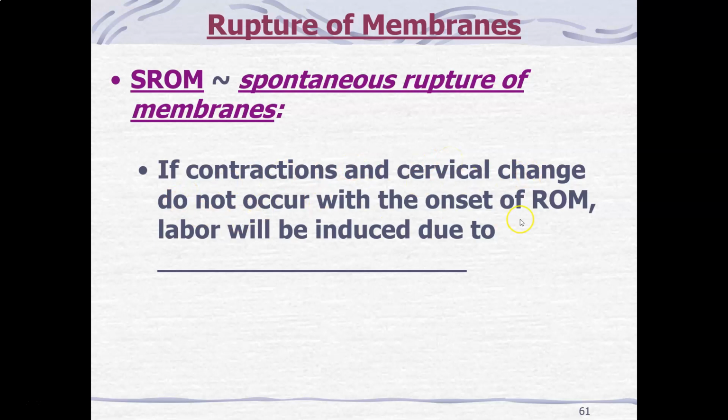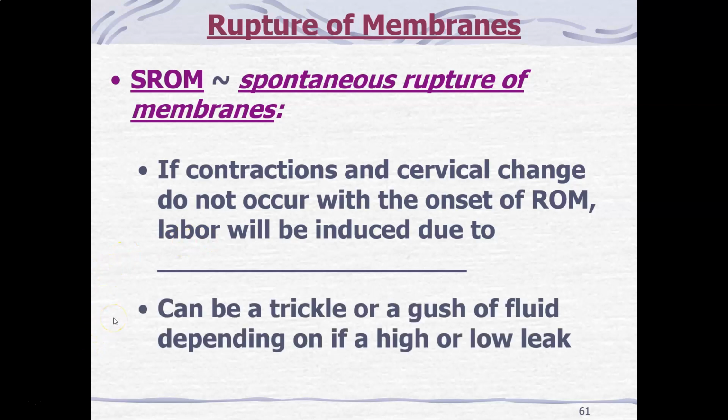So if contractions and cervical change don't occur with the onset of rupture of membranes, when your water breaks, labor will be induced. It can be a trickle or a gush of fluid, depending on if it is a high or a low leak where the membranes rupture. Now, when the membranes are ruptured, you need to do an assessment. You need to assess the ruptured membranes. And an acronym that they use is COAT or TACO, C-O-A-T or T-A-C-O.